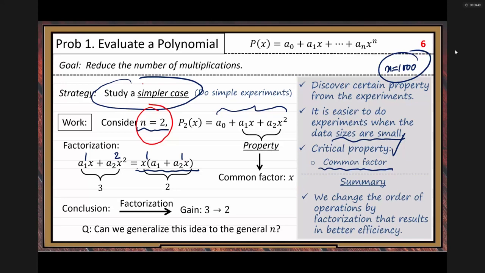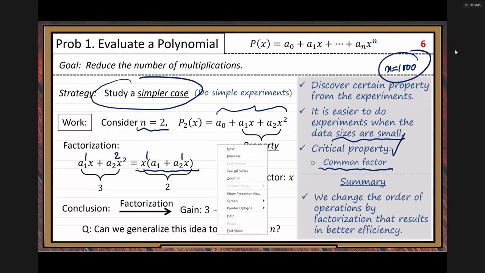Let me change the pen color. Okay, simple but a meaningful case. N equals 2: simple, meaningful. N equals 0 and 1, although simple, are not very helpful. Basically, we can do nothing. Too simple, no room for manipulation. So we choose N equals 2.